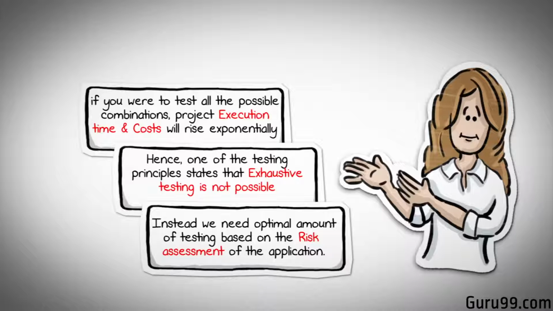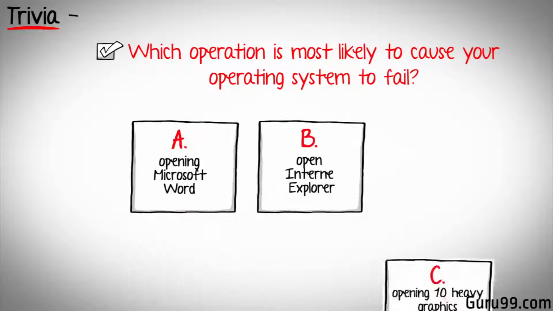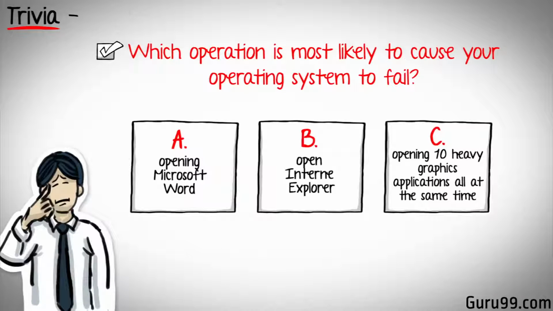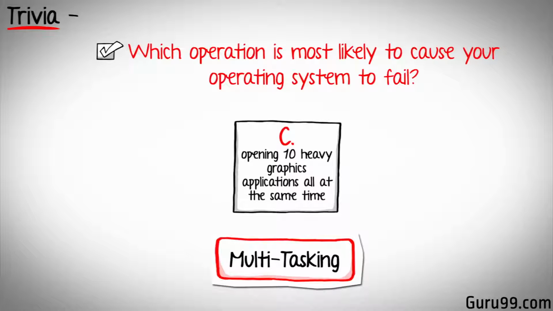And the million-dollar question is, how do you determine this risk? To answer this, let's do an exercise. In your opinion, which operation is most likely to cause your operating system to fail? I'm sure most of you would have guessed opening 10 heavy graphics applications all at the same time. So if you were testing this operating system, you would realize that defects are likely to be found in a multitasking module, and that needs to be tested thoroughly.